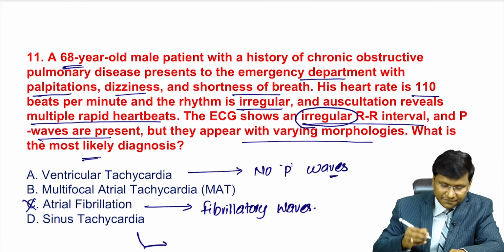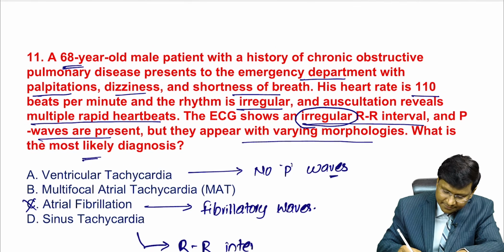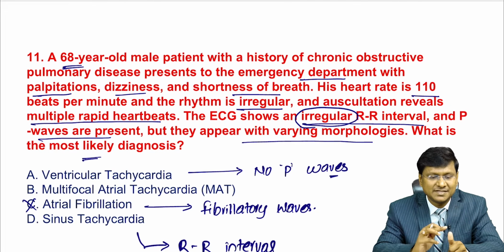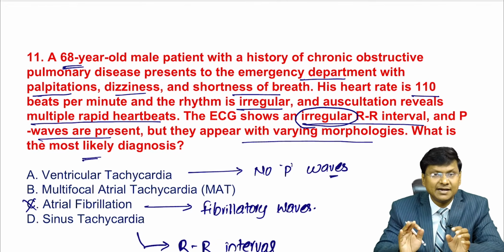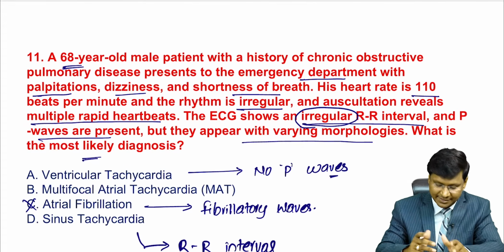And you take the case of sinus tachycardia. In case of sinus tachycardia, the RR interval will be absolutely regular. So you will have the sinus P wave, that means the normal P wave, tachycardia will be there, and the RR interval will be regular. So these are the points suggestive of sinus tachycardia.